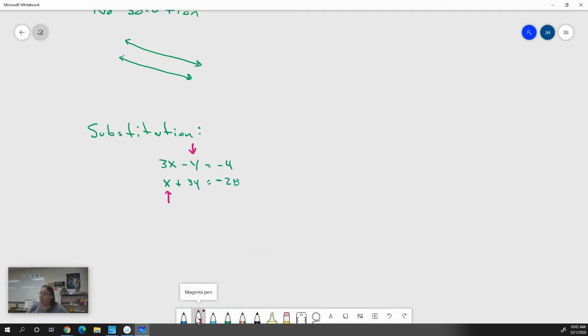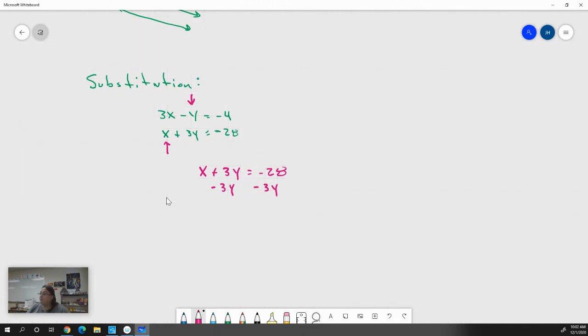With substitution, what we want to do is solve for one of the variables and then plug it in for the other. So I'm going to take this bottom equation, x plus 3y equals negative 28, and I'm just going to solve the whole thing for x, get x all by itself. All I have to do is subtract 3y from both sides, and I get this equation, which is x equals minus 3y minus 28.